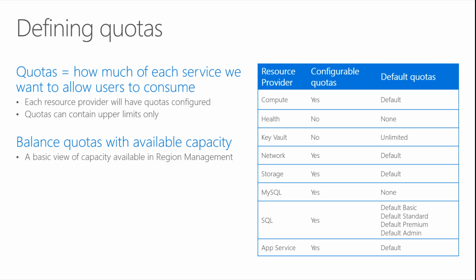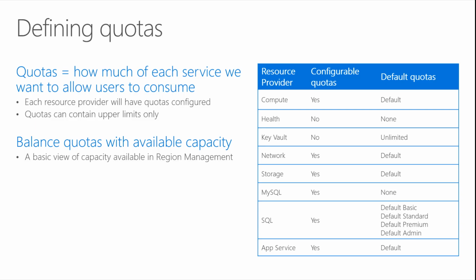A basic view of capacity within infrastructure can be reviewed by selecting Region Management in the Azure Stack Operator portal and drilling down through the local region, resource providers, and then selecting each resource provider. Note on the right-hand side also which of the quotas are configurable.